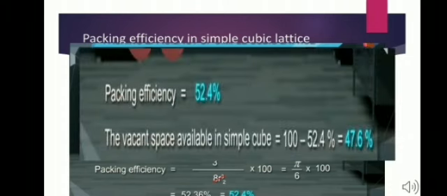Now if you want to calculate the vacant space available, we will subtract 52.4 from 100. So you will get 47.6%. Now in the simple cubic unit cell, 52.36% is the total space occupied by the particles, and the remaining 47.64% is the empty space, that is the void volume.